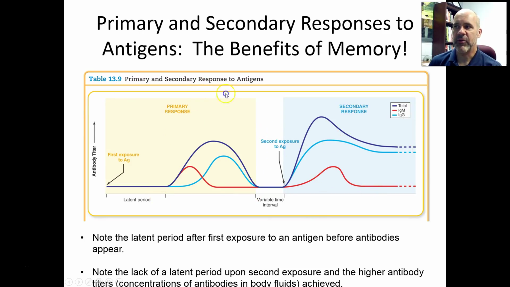During your primary response, you generated those memory cells, remember, and they have been sitting around during this whole time interval between exposures, poised and ready to see if you ever get exposed to this same antigen again. And when you do, those memory cells become rapidly activated. So they rapidly undergo clonal expansion, and you start secreting lots and lots of antibodies. Notice how you make a whole lot more antibodies the second time around than the first time.